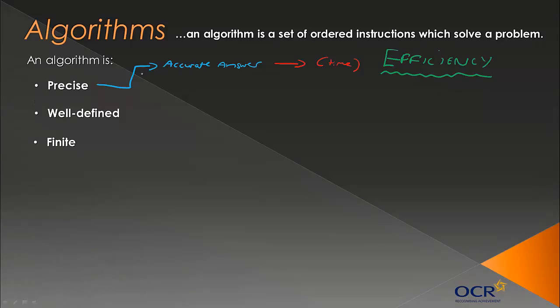Okay, so we also want algorithms to be well defined, and this means that they have a set input or inputs and set outputs. So inputs slash outputs, and we'll also write this as I/O in case you see that notation. And I can think of a couple of examples.